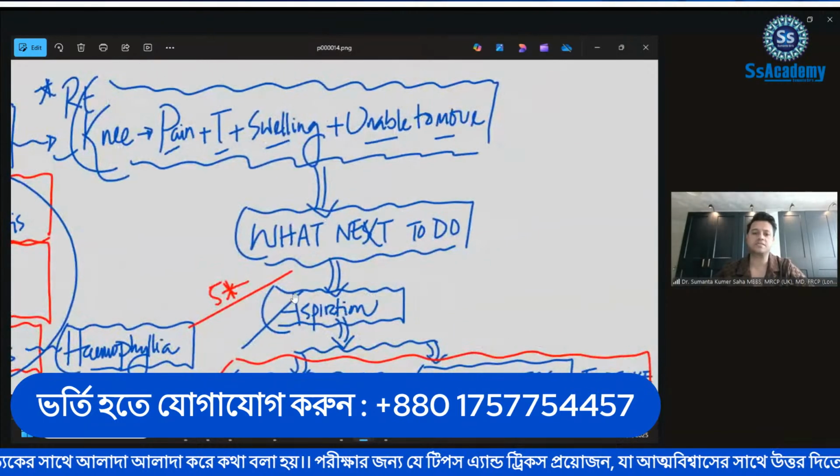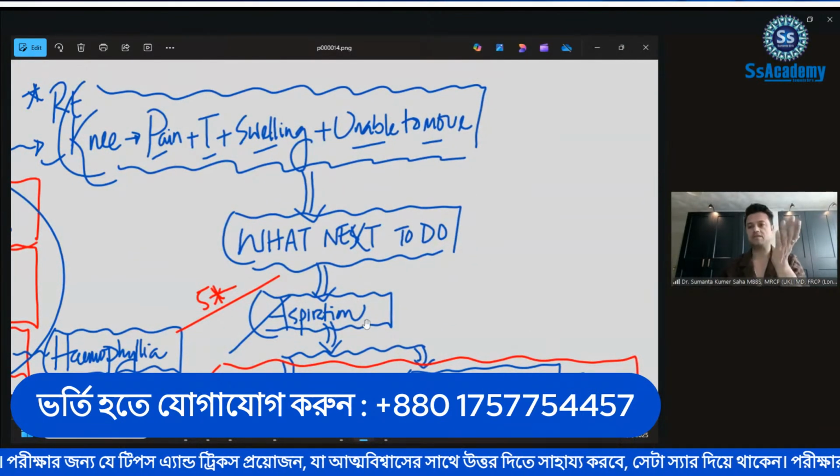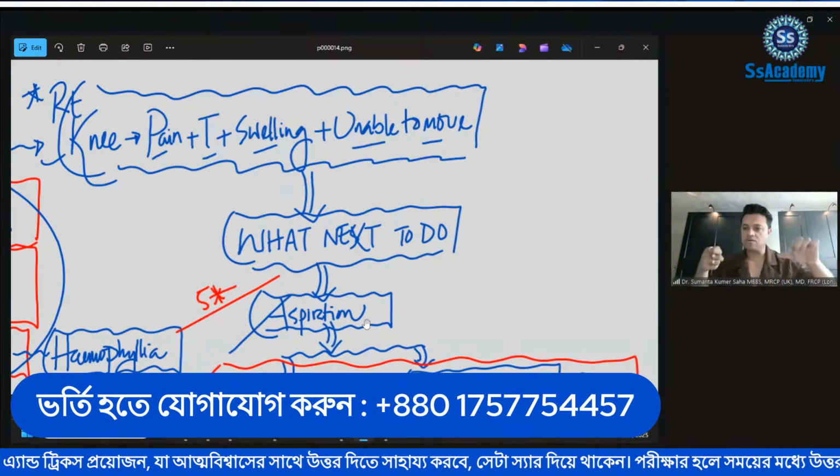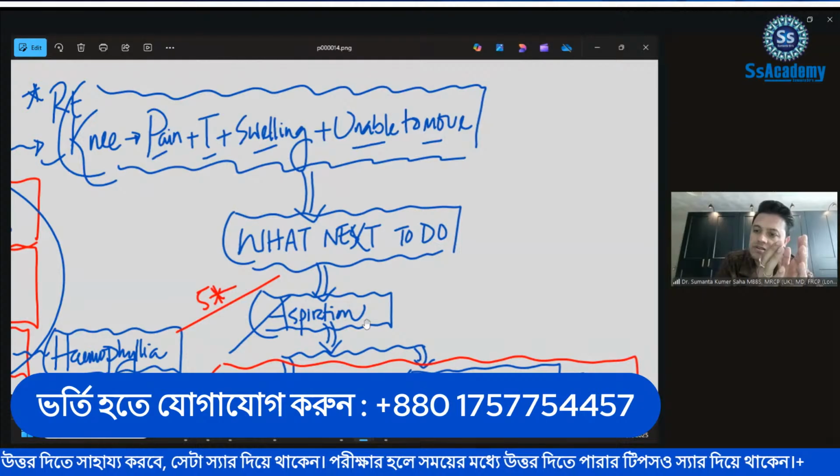So here is what to do next. Aspiration is the first thing, my dear. What will be the benefits of aspiration? That's important. If you take the fluid out, pain will be reduced, tenderness will be reduced, swelling will be reduced.